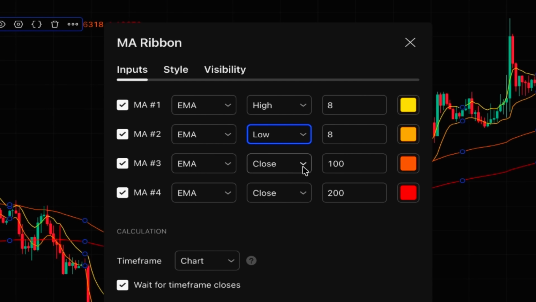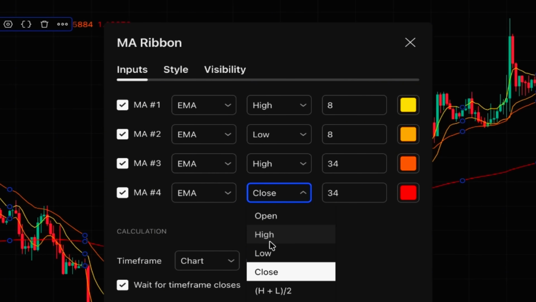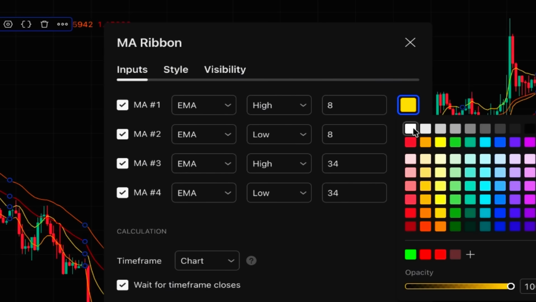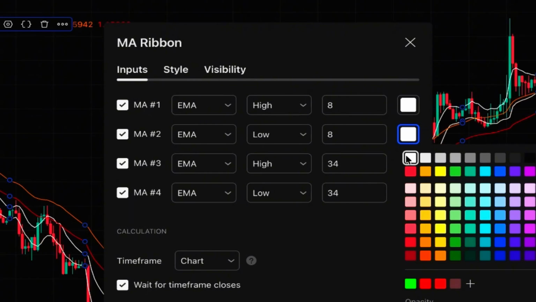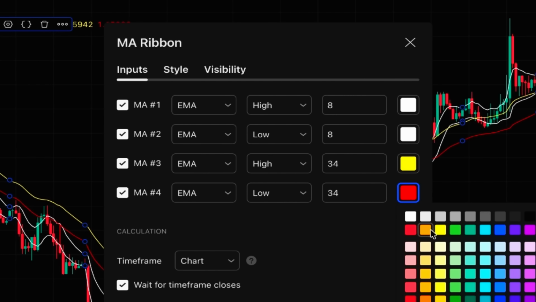Then here for the third moving average, we set the length at 34. And for the fourth moving average, we also set the length at 34. For the third moving average, for the source of calculation, we set it at high. And for this one, we set it at low. And then for the first moving average, we set the color to white. For the second one, we also set the color to white. And then for the third moving average, we set the color to yellow. And for this one, we also set the color to yellow.